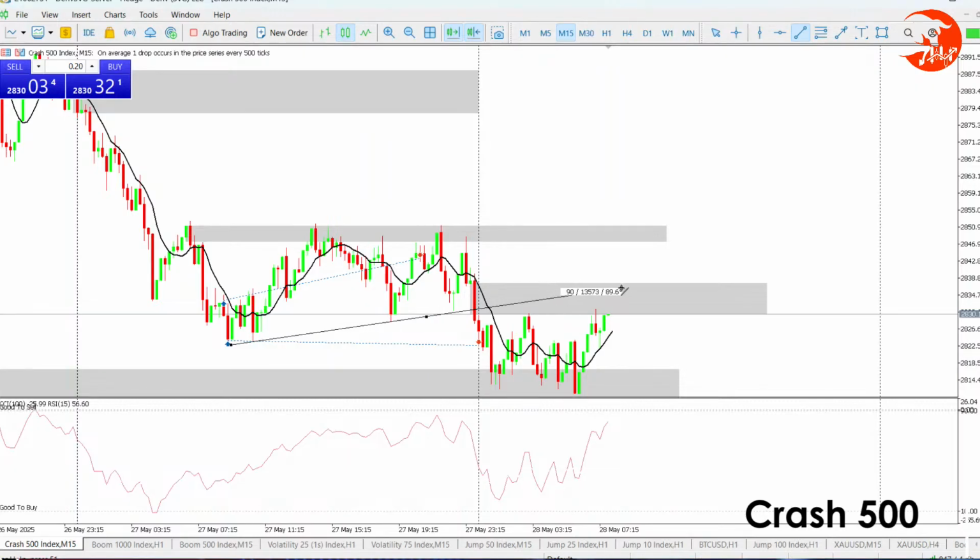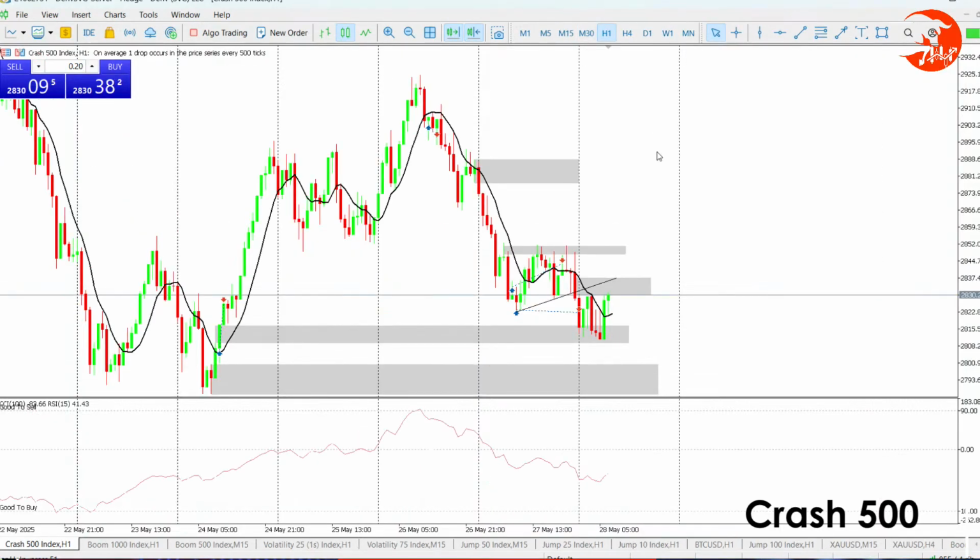Yeah, so right now I can have this drawn. This may look like a pullback, this like an ascending triangle, which can simply tell you that price can easily look for this move. But we don't know yet.